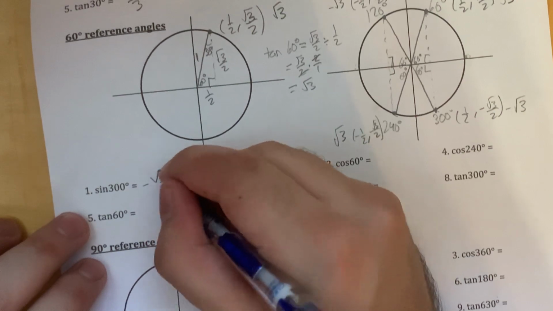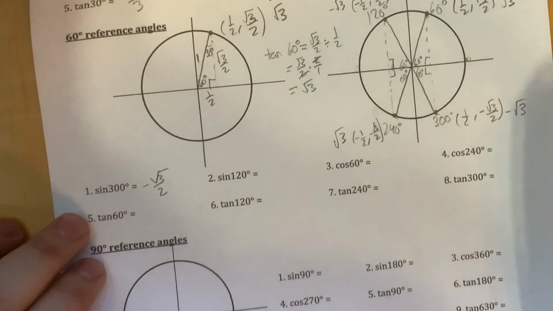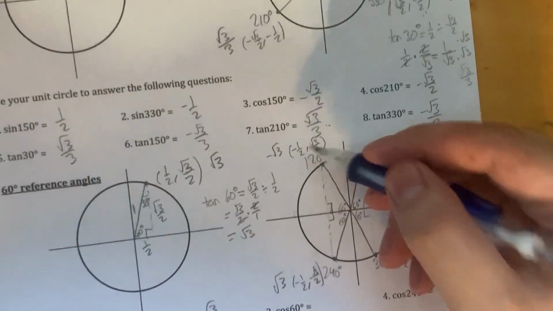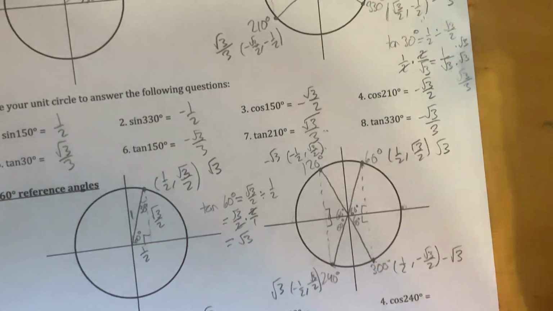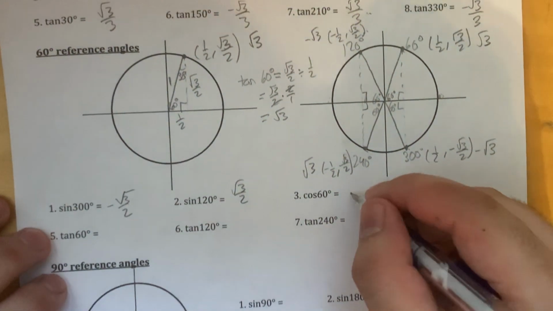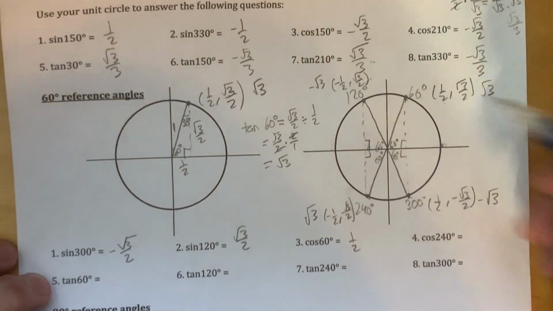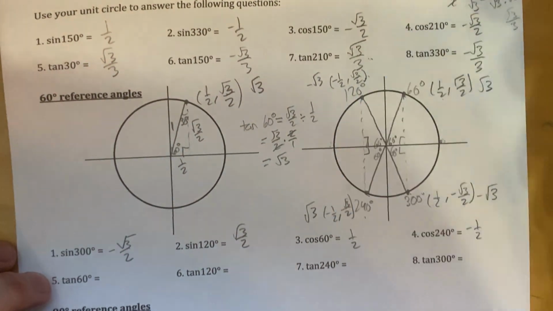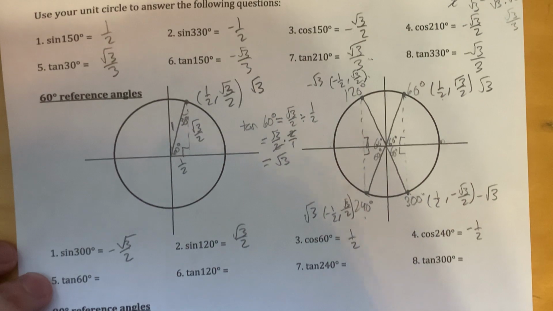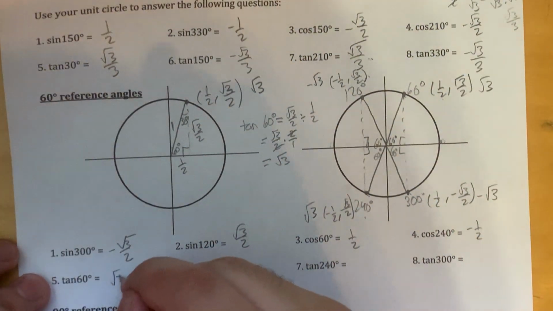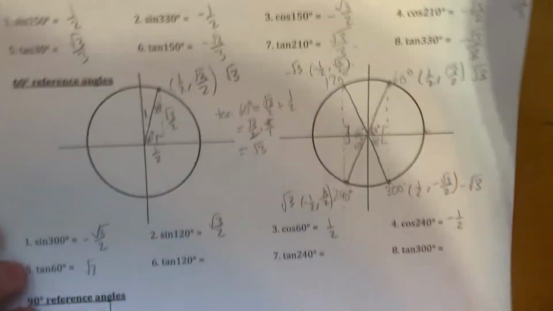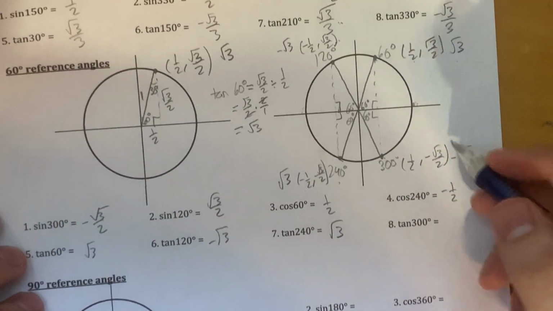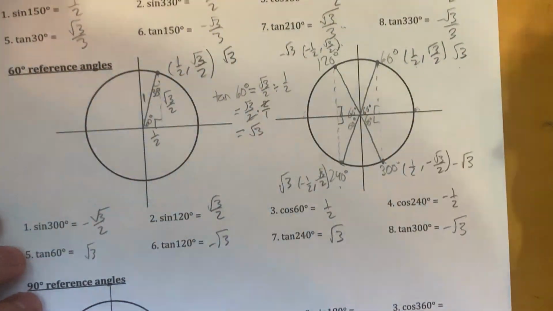So sine of 300 degrees, negative root 3 over 2. Right? Just look at the x and y. Sine of 120 degrees, square root 3 over 2. Let's find it right there. We did it right. There's y. Cosine of 60 degrees is 1/2. Cosine of 240 degrees, negative 1/2. Yep, right there, negative 1/2. That's how I'm finding these. Tangent of 60 degrees, square root of 3, right there. 120, negative root 3. And then 300 degrees is going to be negative root 3.